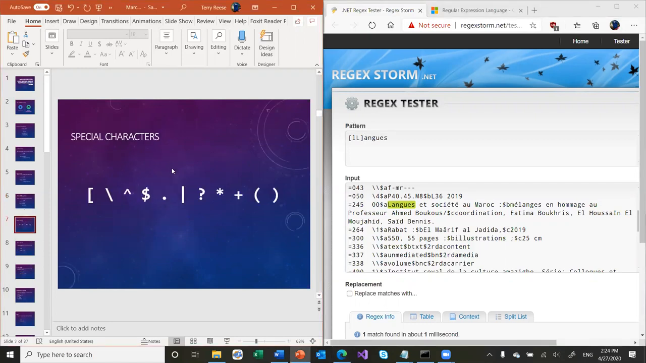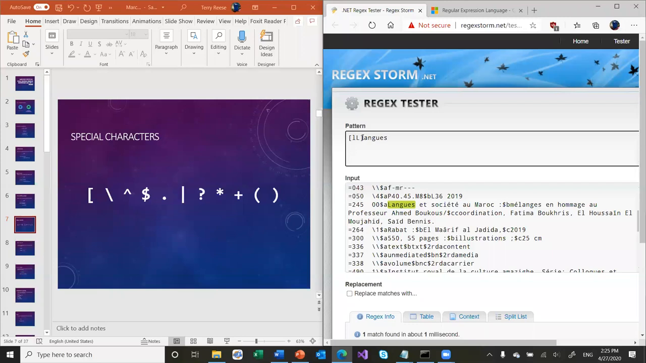So special characters. These are characters that have special meaning. I'm showing you two here. These brackets are special characters. They tell the regular expression language that you're looking for either a range or group of ranges, or you're not looking for a specific character within that range. And that means that they have to be looked at differently.